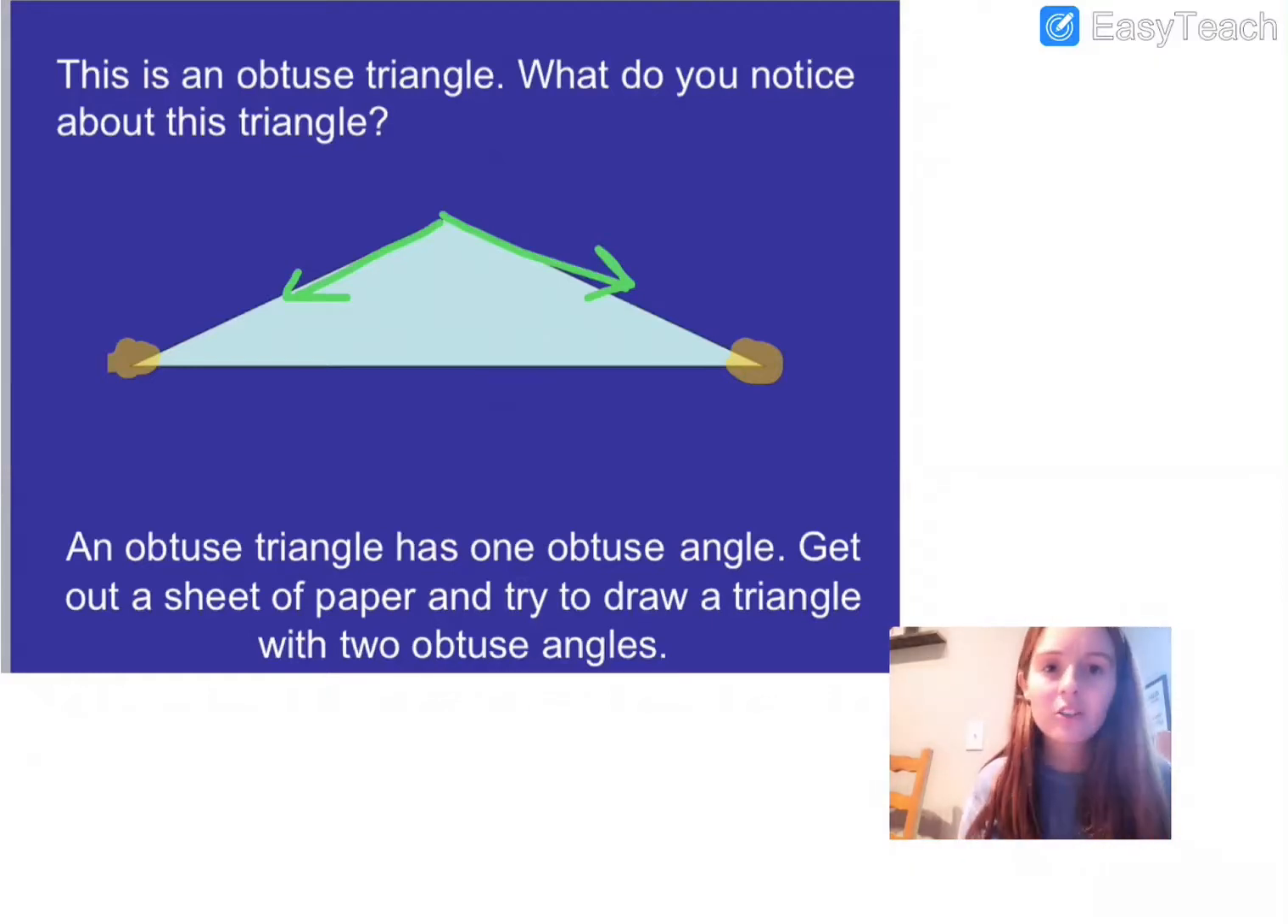It says to get out a sheet of paper and to try to draw a triangle with two obtuse angles. You can try if you'd like, or you can keep watching the next video. Or the next slide, I mean.